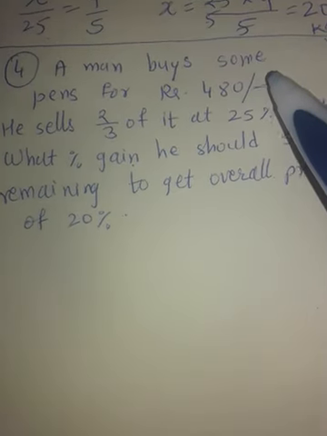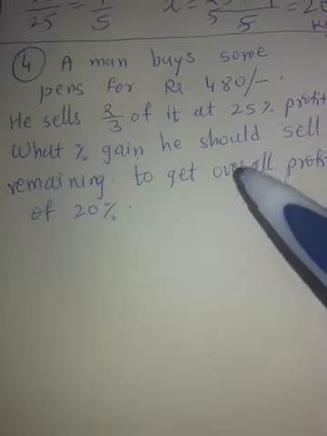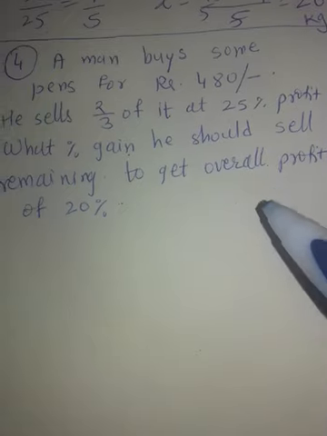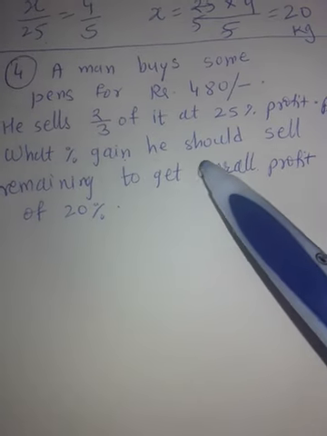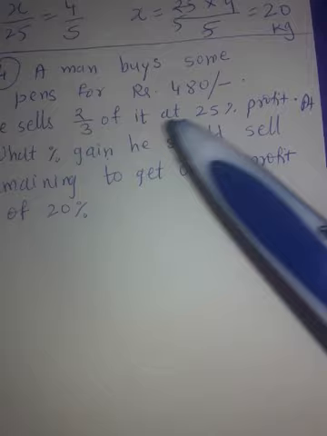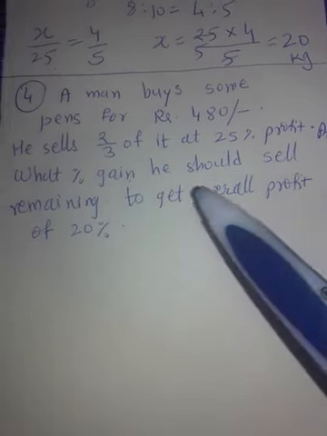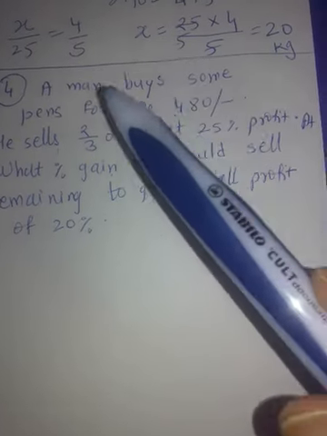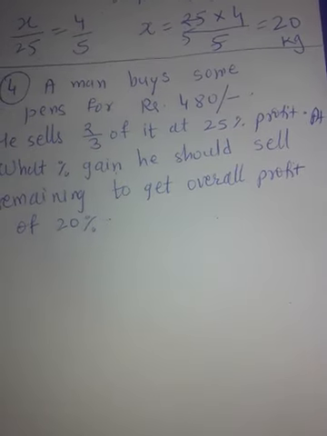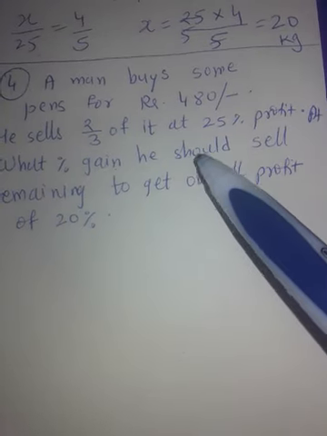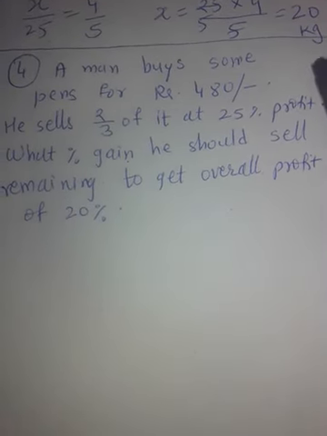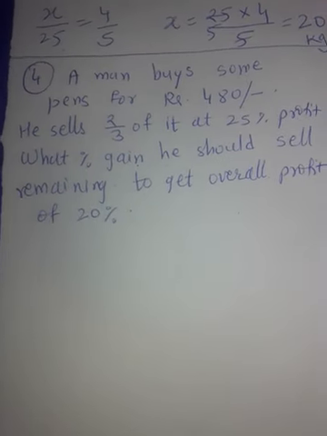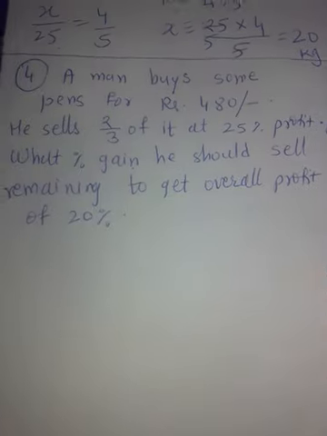A man buys some pens for rupees 480. He sells 2/3 of it at 25% profit. At what percent gain should he sell the remaining to get an overall profit of 20%? This example was asked in previous year papers and it's slightly tricky to understand because, first, there is some data which is not at all required. So let us understand how to solve this.